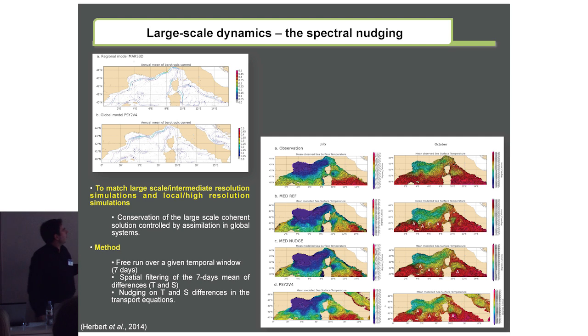Then we correct the large scale, the smoothed field, and then we can constrain the large scale. This is an example here with a regional model, which is the MARS3D, and the large scale model is the PSY2V4 model, the operational model.